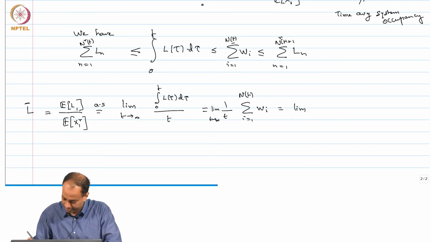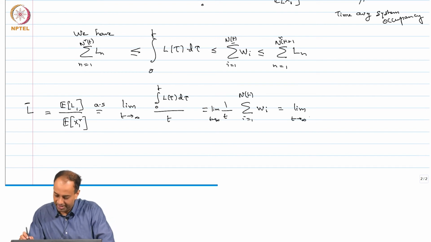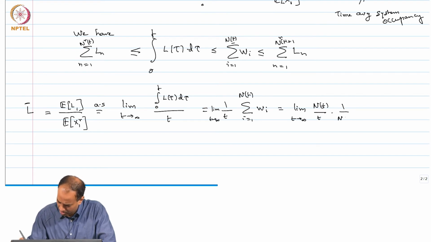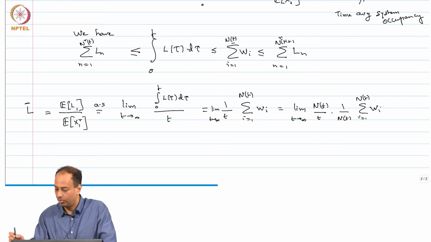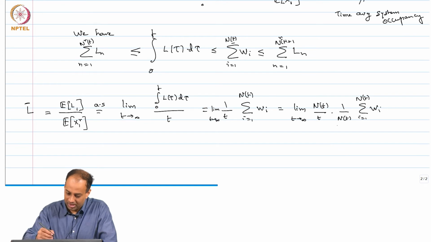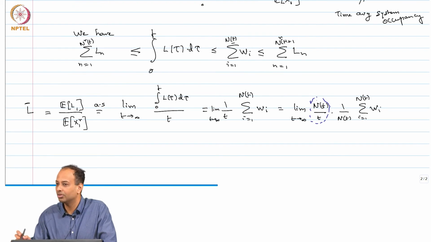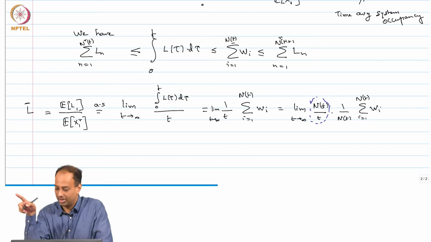Here I can write it as the limit as t tends to infinity, multiplying and dividing by N(t): N(t) over t times 1 over N(t) sum of W_i. What have I done? I have just multiplied and divided by N(t), right. Now, this guy is very well known to us. N(t), remember, is the arrival renewal process, right. So N(t) over t goes to 1 over X bar, which is lambda, right.